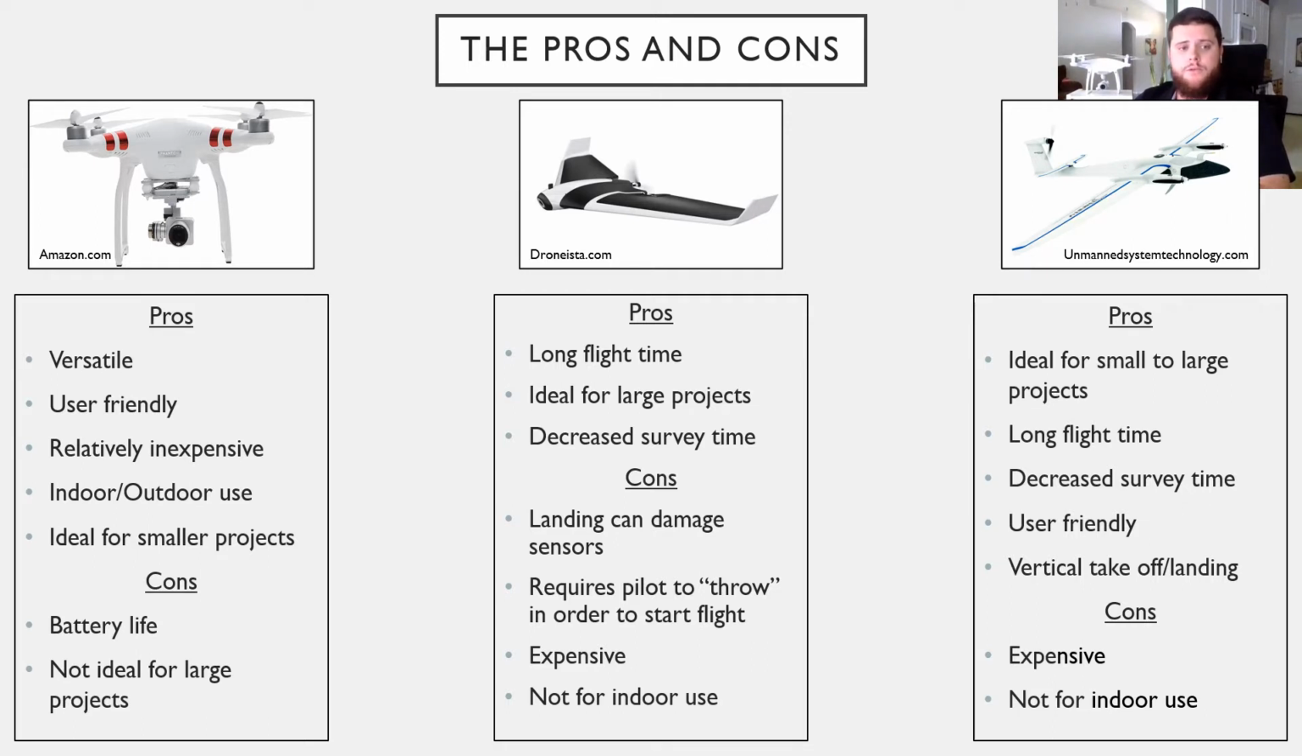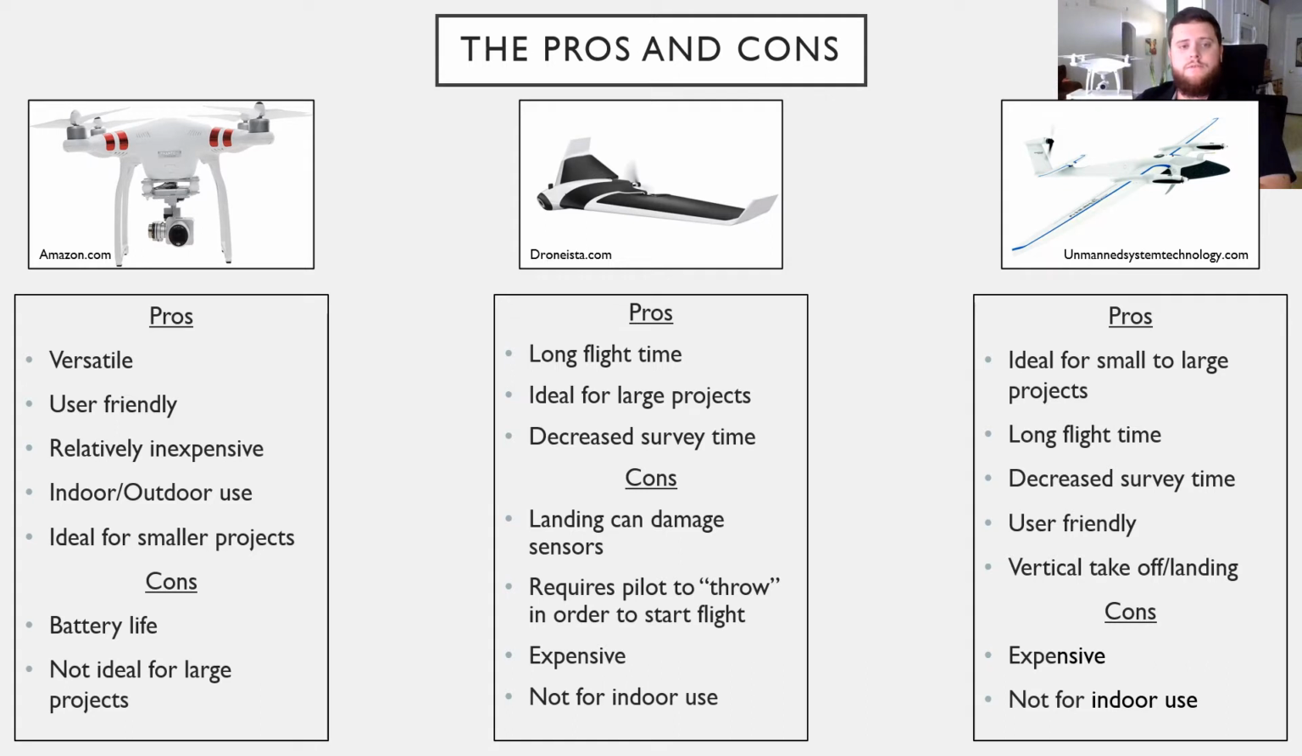Some cons to multicopters, one of which is battery life. I like to think of it as you're pretty much going to get 20 to 30 minutes out of your standard multicopter. So you don't have a lot of time. You got to make sure everything's planned out to get your operation complete. Again, not ideal for large projects.